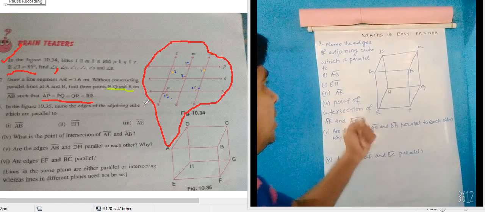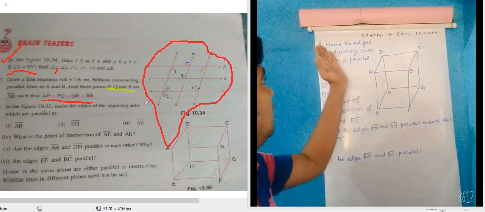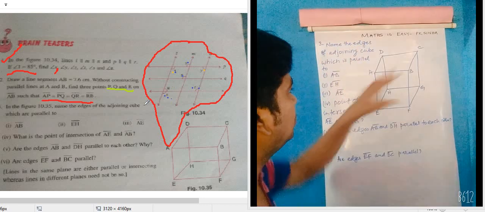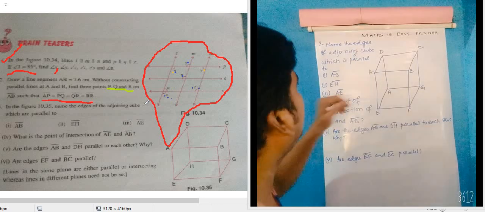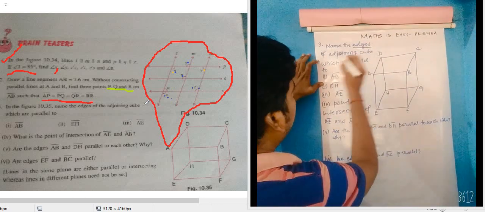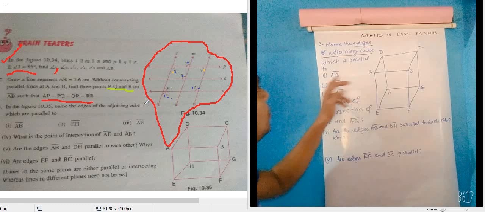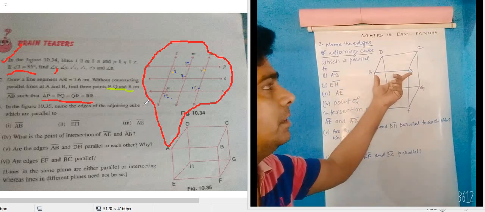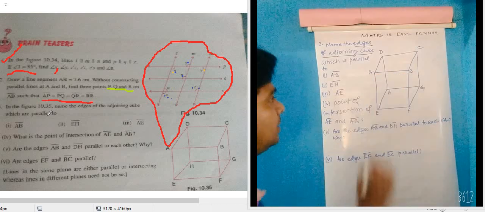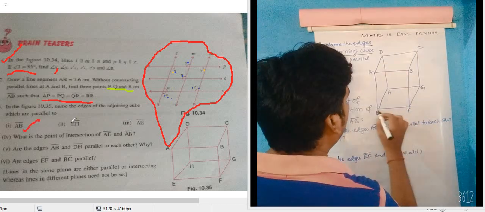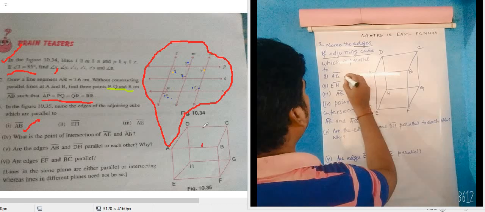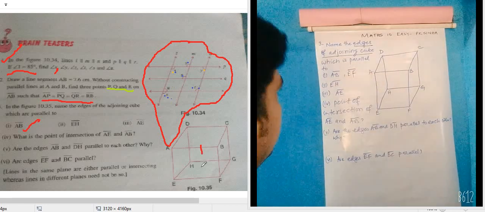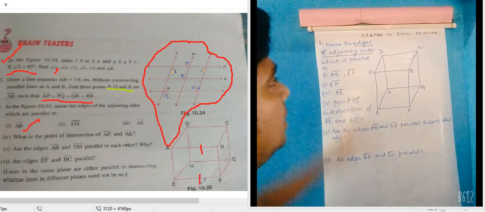Okay, what is the question here? In this given figure, name the edges of the adjoining cube which are parallel to AB. This is a cube and we have to name the edges, meaning the sides of the cube, which are parallel to AB. So this is the line segment AB, and it is parallel to which of the lines? AB will be parallel to EF.